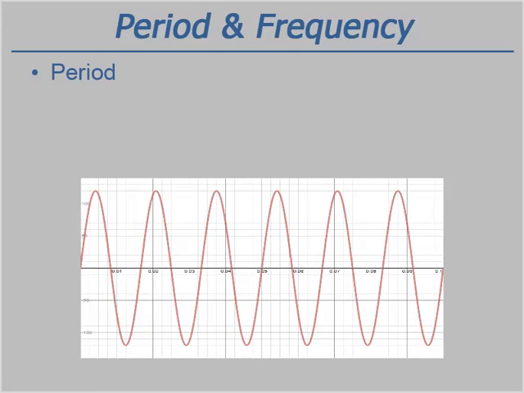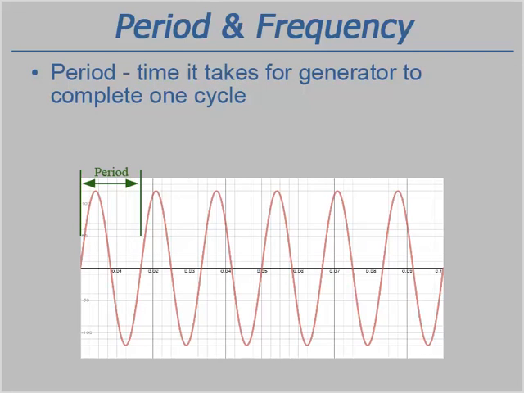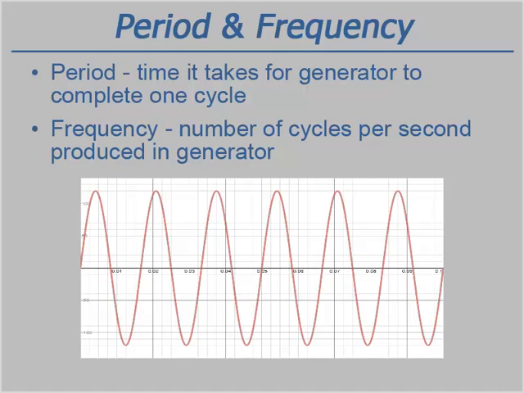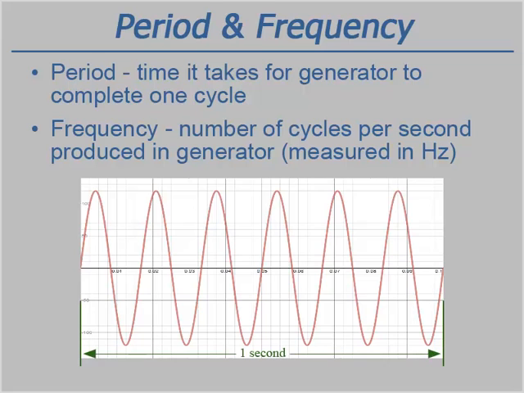Before we continue, there are a couple of terms you need to be familiar with. The first term is period. When referring to an AC generator, the period is the time it takes for the generator to complete one cycle. The second term is frequency, which is the number of cycles per second being produced in the generator. Frequency is measured in Hertz, which is abbreviated Hz. In the example shown on this slide, assume the time elapsed is 1 second. Therefore, the frequency will be 6 cycles per second, or 6 Hertz.